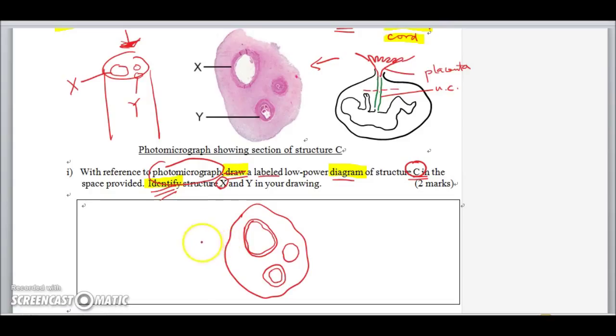And then you label it. This is X, which should be the umbilical vein. And this is the umbilical artery. So let's move on.